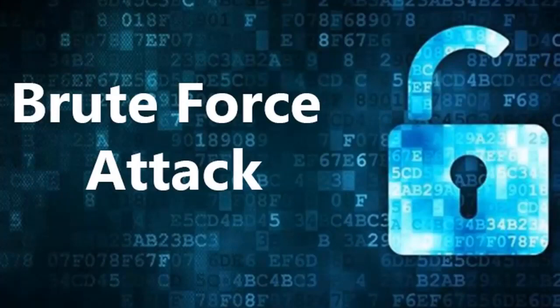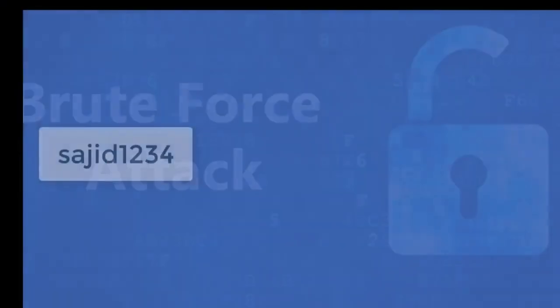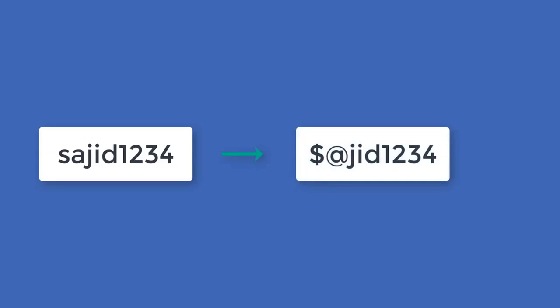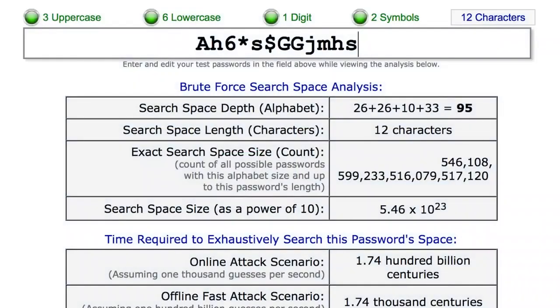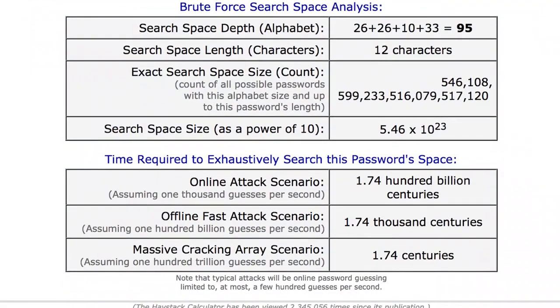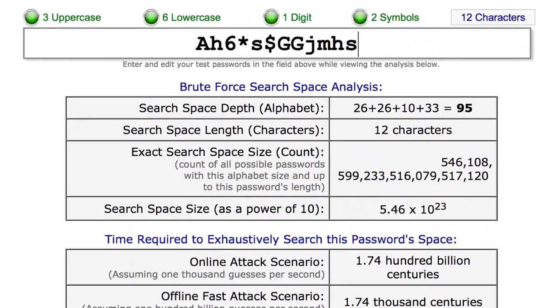In the brute force attack, algorithms combine alphanumeric characters and symbols to come up with the password for the attack. For example, a password like Sajid1234 or Test1234 can also be treated as Sajid1234 here, and using it as a brute force attack. Hackers have a hard time if the password is long, but if the password is short, the hackers need only a little bit of time.